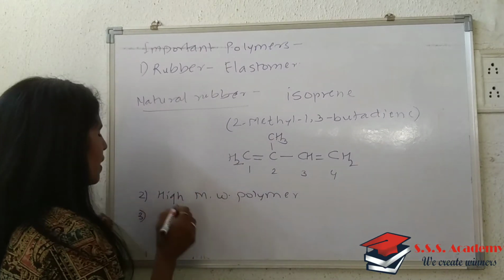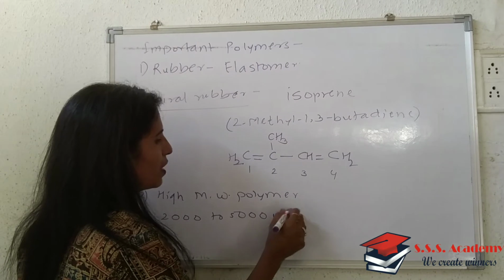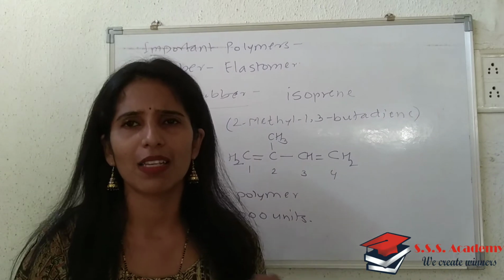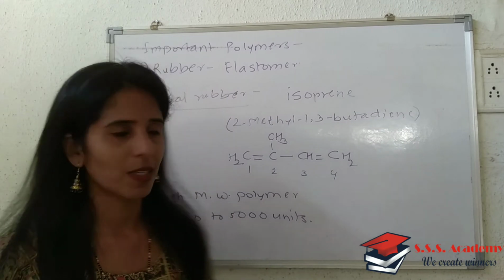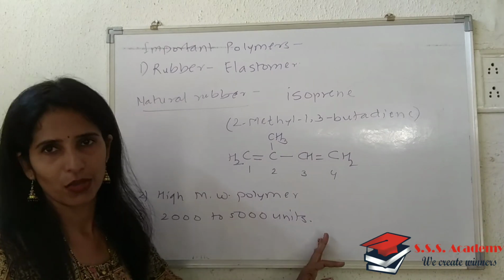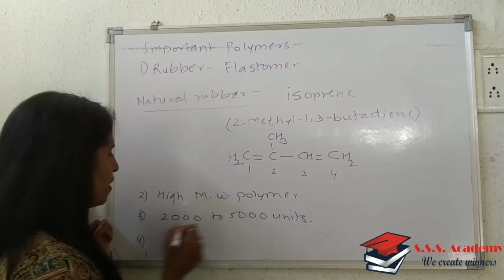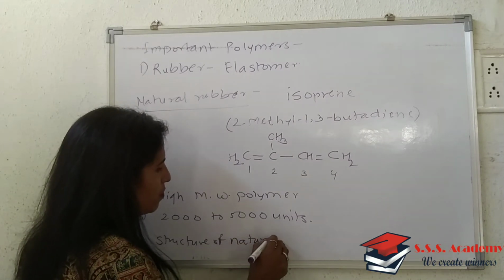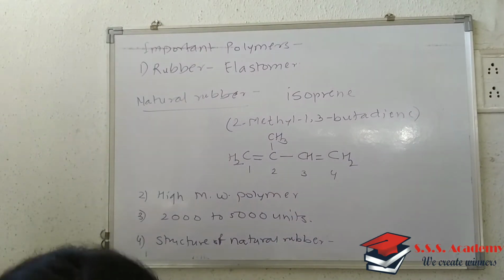The third point you will write is that it consists of 2,000 to 5,000 units of that monomer, and that's why it is a high molecular mass material, consisting of 13 lakh to 15 lakh molecular mass. Next, the fourth point is the structure of natural rubber. So in the fourth point you will write the structure of natural rubber. So let's go for the structure of natural rubber.